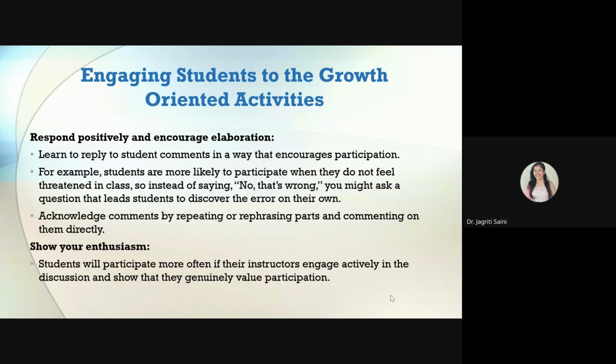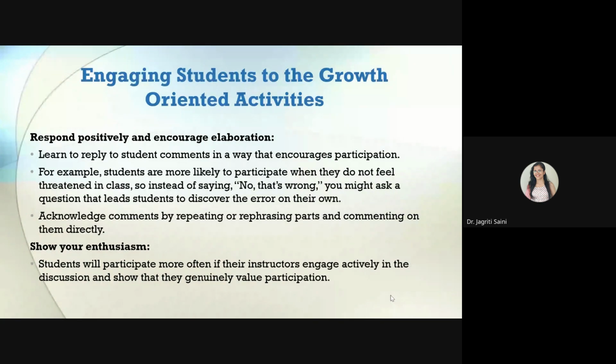And similarly, we need to genuinely value their participation, and whenever they try to engage in something, even if they are wrong, we should not interrupt them directly and say that this is wrong. Rather, we should interact with them so that they themselves can discover the error in their answers. This is the best approach you can follow as a teacher, instead of putting their confidence down. Just let them interact, just let them discuss the concept that they have understood.